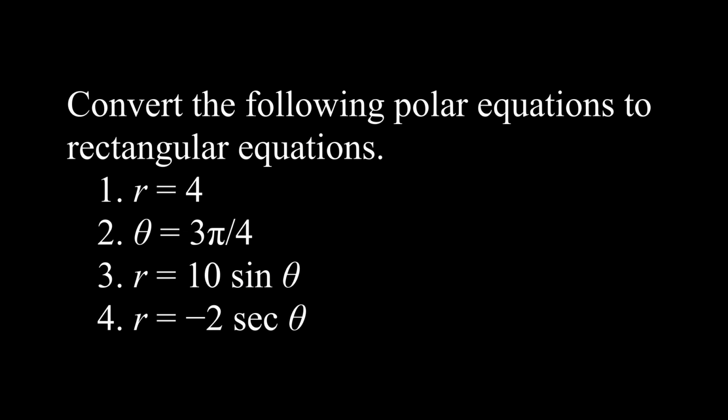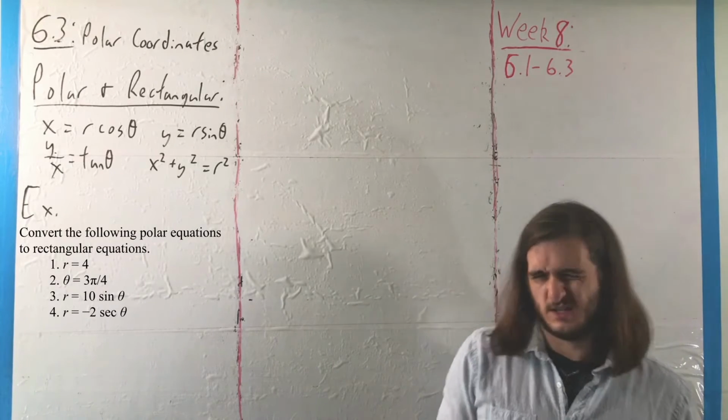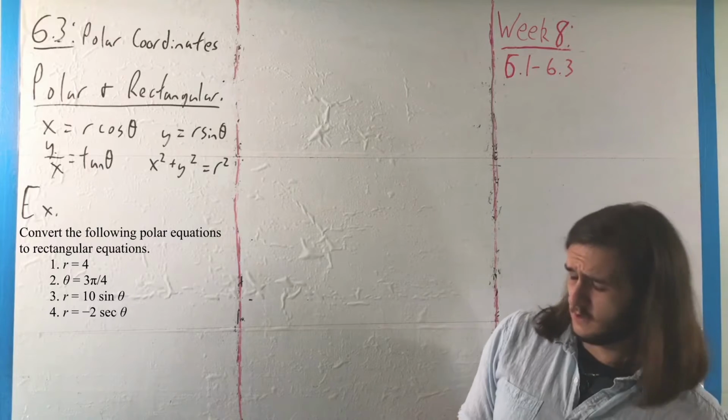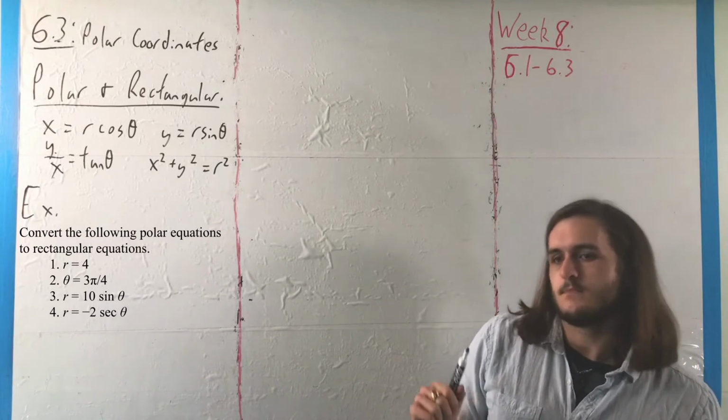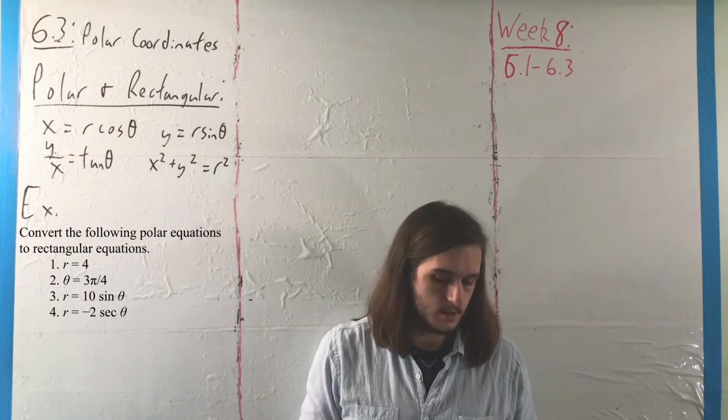So for this, we have a few examples here where we want to convert the following from polar to rectangular: the equations r equals 4, theta equals 3 pi over 4, r equals 10 sine of theta, and r equals -2 secant of theta. It looks like we've got a lot that we're going to be doing here. It is a fair amount, but it's important to understand that we have some patterns that are worth seeing at least once each.